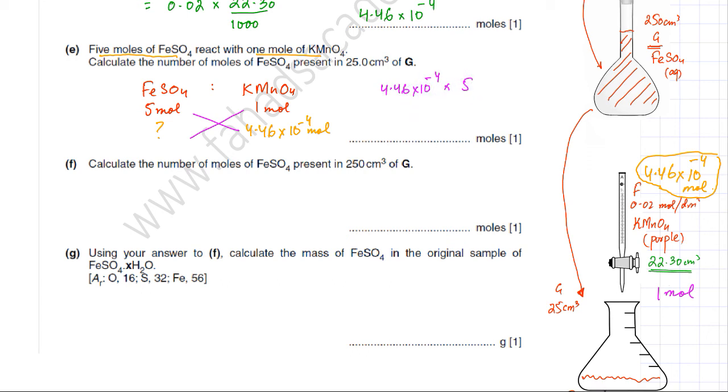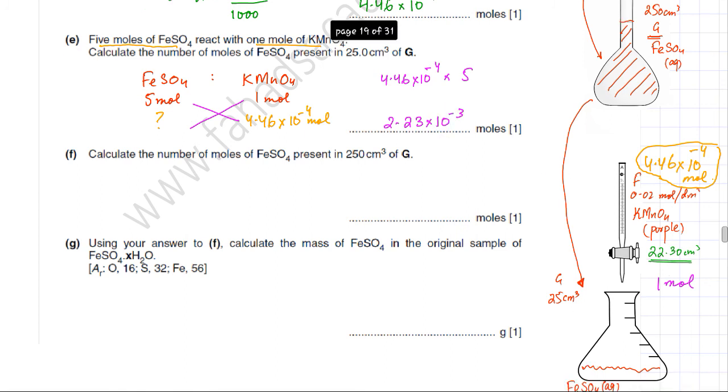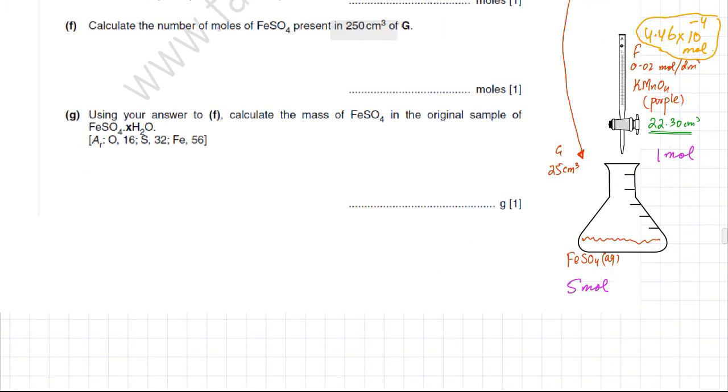It's going to be 5 times that amount. So using my calculator, the value that I get is going to be 2.23 into 10 raised to the power minus 3 moles. So let's put that quantity, that's the amount of FeSO4 that you have, 2.23 times 10 to the power minus 3 moles. So that is the amount of FeSO4 that's present in this 25 cm cube sample of G.